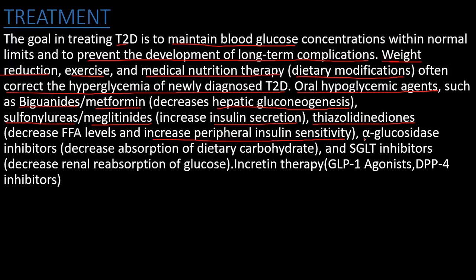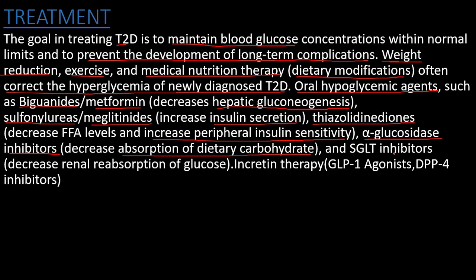Then we also have other drugs known as alpha glucosidase inhibitors, an example being acarbose, which usually decrease absorption of dietary carbohydrates by inhibiting the alpha glucosidase found in the enterocytes. Okay, but their adverse effects are that they can lead to flatulence and bloating.